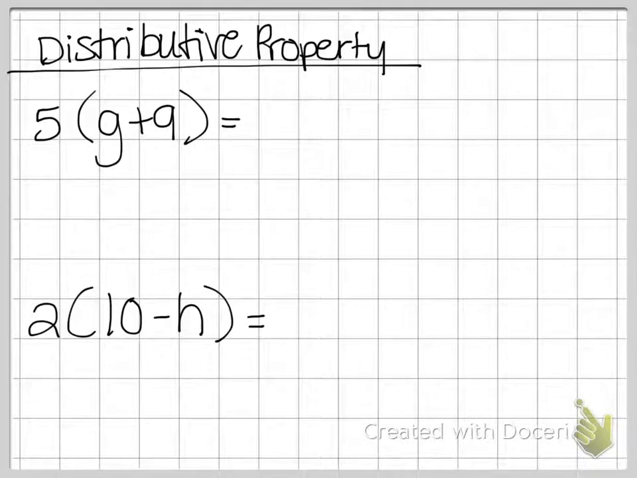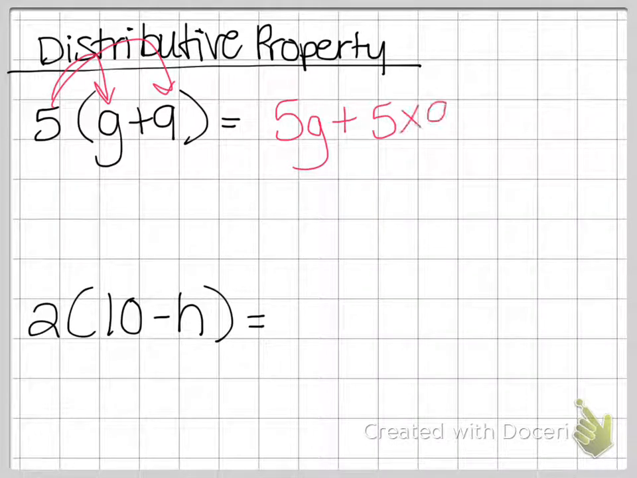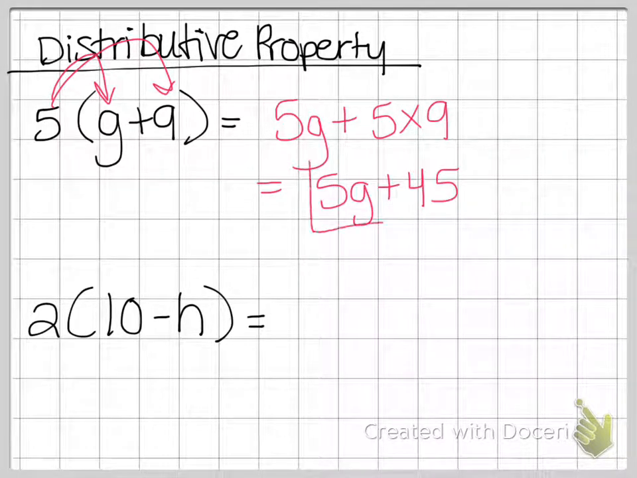For our first example, we have g plus 9 in parentheses, and we are multiplying that by 5. So we are going to distribute the 5 to everything inside the parentheses using multiplication. So we are multiplying 5 times g and adding it to 5 times 9, which is 45. We have just written equivalent expressions using the distributive property.